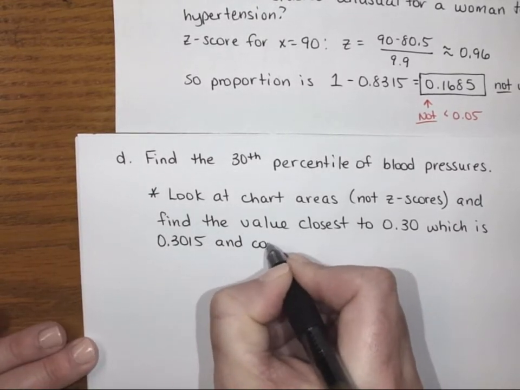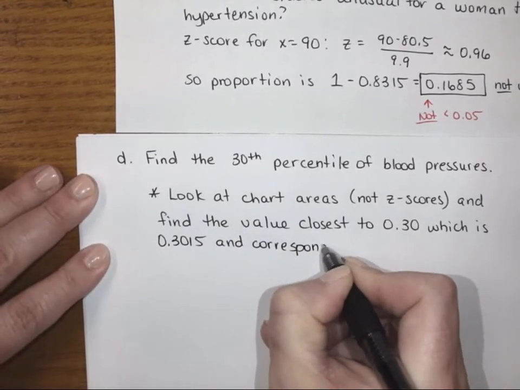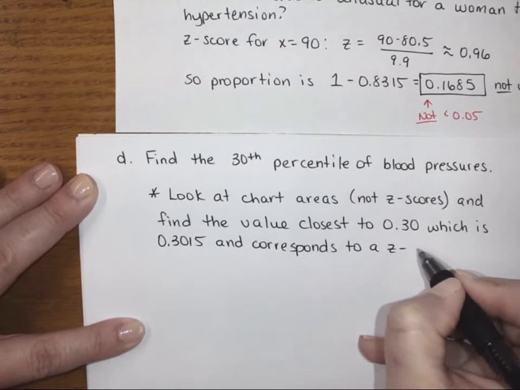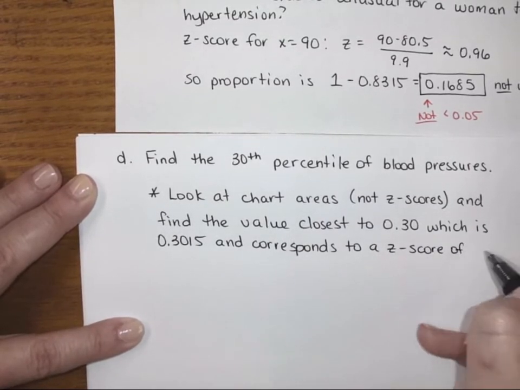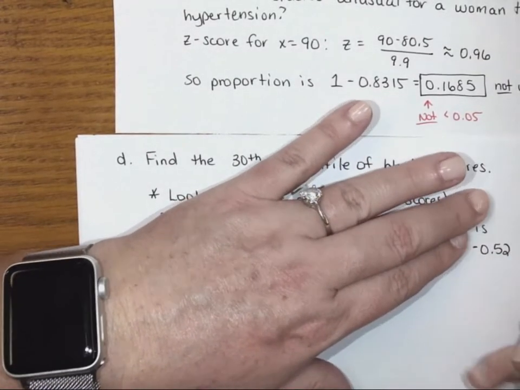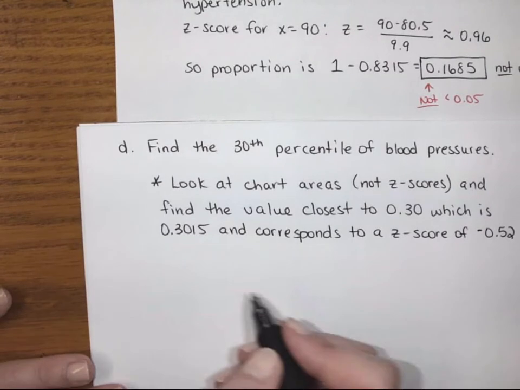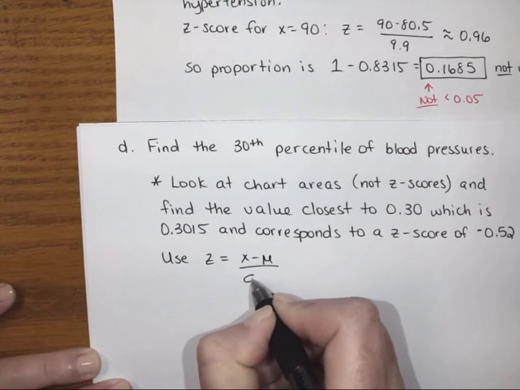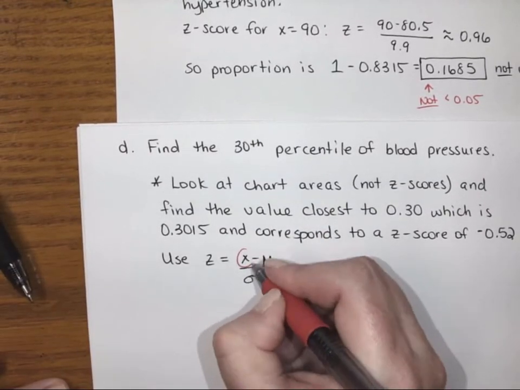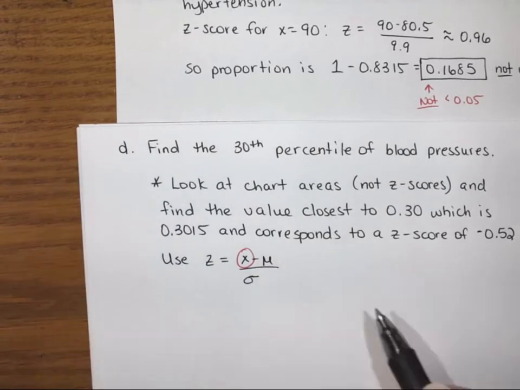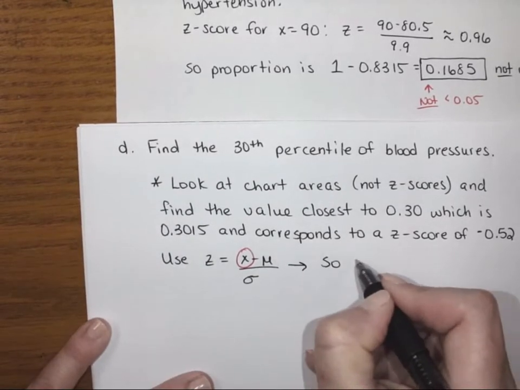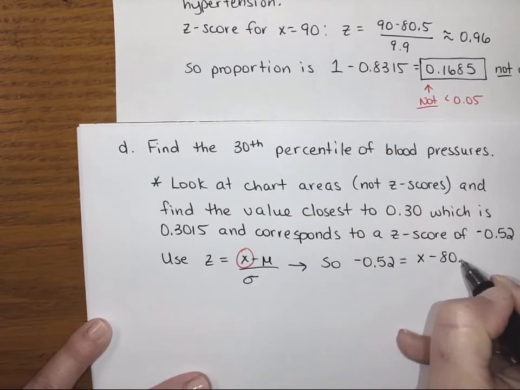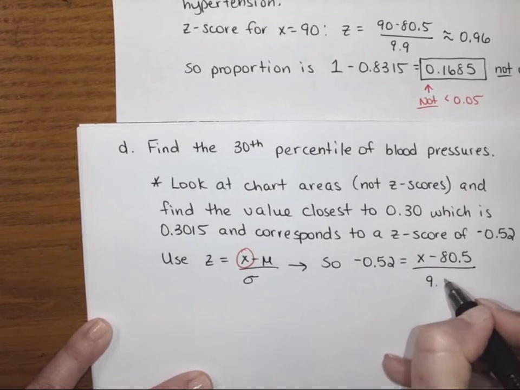But the important thing there is to figure out what z-score that corresponds with. Okay, so that corresponds to a z-score of negative 0.52. And so now you're going to use this formula. Here is our z-score formula, but this time we know the z-score, and what we actually want to know is what this is. We're actually solving for x. So let's plug in what we know. We know that the z-score is negative 0.52. We don't know x, but we do know that the mean is 80.5 and the standard deviation is 9.9.